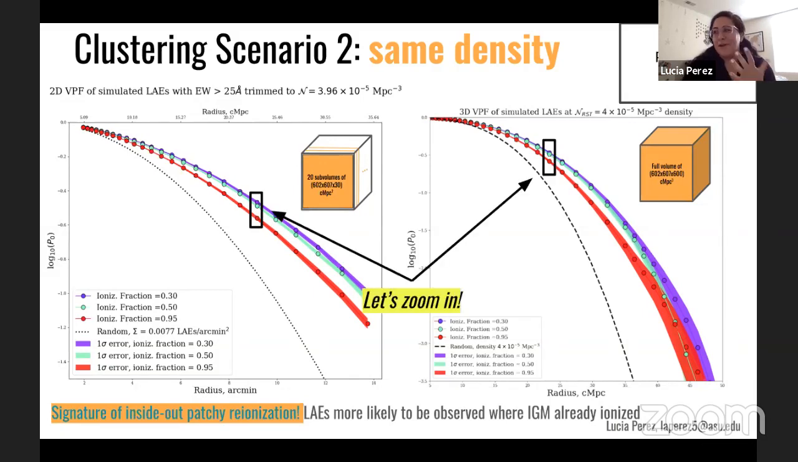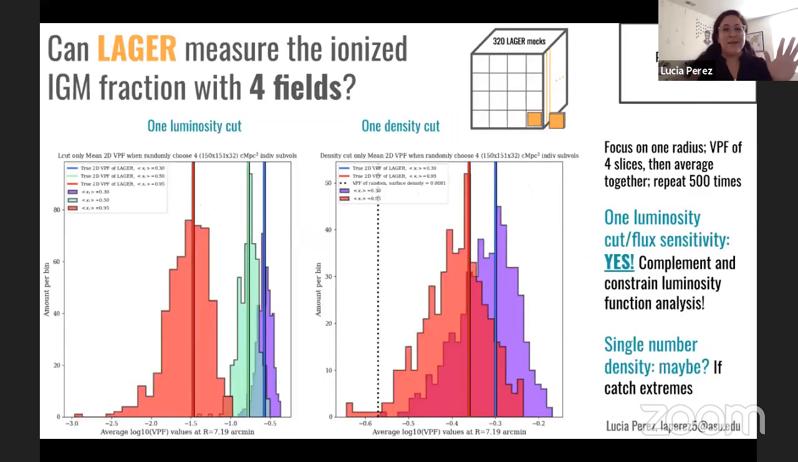The VPF is a volume average correlation function, so you can take one radius and run with it. First prediction: can LOGGER measure the ionized IGM fraction with its 4 fields? If you remember, I cut up the volume into 300 little slices to mimic what a single LOGGER field sees. So I randomly choose 4 of these slices, measure the VPF of each of them, and then average that value together, with the hope that as you sample more of the larger volume, you get closer to the true population mean.